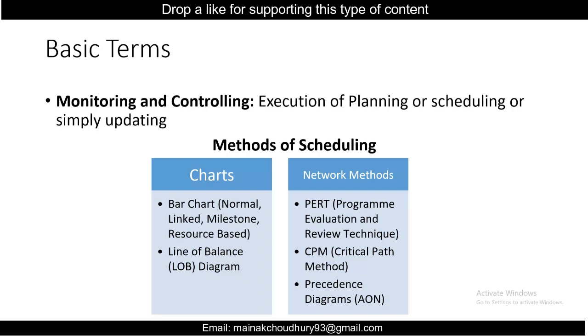Scheduling can be of various types. We all know about CPM and PERT. These are the network methods, and then we have another network method which is called AON, and we have the form of charts, the bar chart. There are different kinds of bar charts: normal, linked, milestone based, and there is a line of balance diagram. We'll know more about this. We can also search these particular things. You will get a lot of data, but let's move on from here.